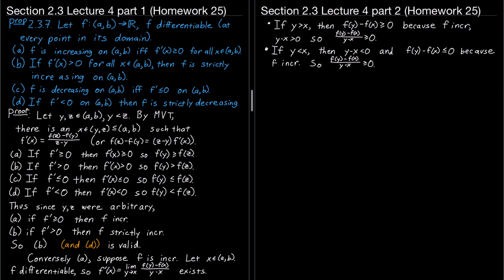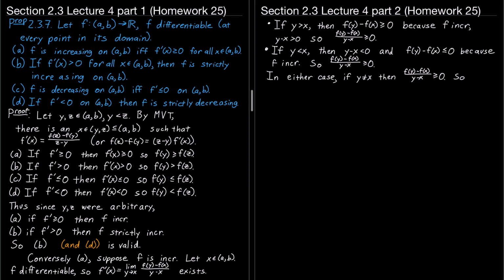So in either case, if y is not equal to x, then our difference quotient is non-negative. And at this point, you should be able to work through on your own the epsilon delta argument that this means that the limit indeed cannot be negative.